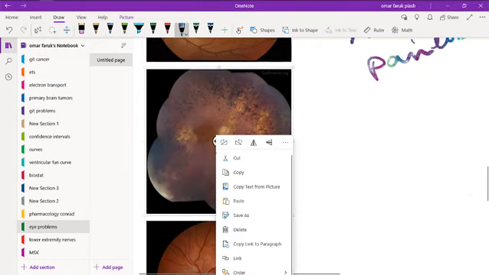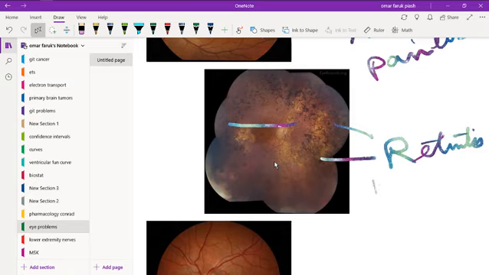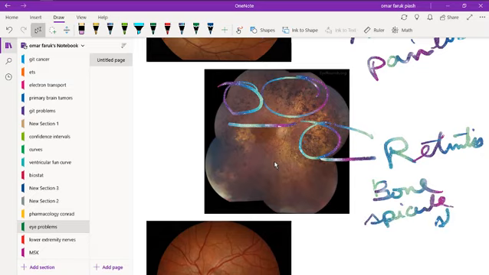This is a picture of retinitis pigmentosa. Here there is painless progressive vision loss with night blindness, and there is bone spicule shaped deposit around the macula.